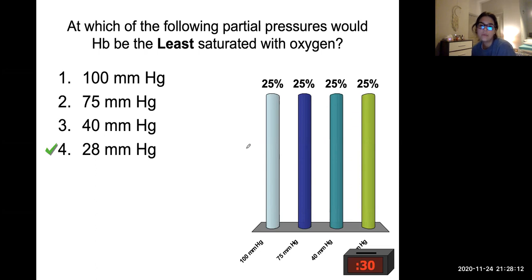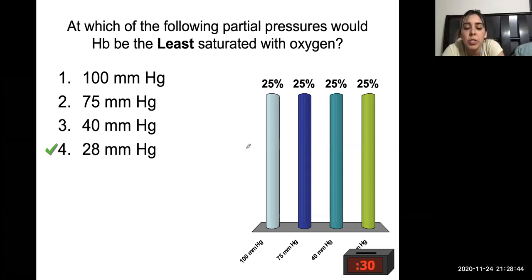Remember that oxygen bound to hemoglobin is completely dependent on the partial pressure of oxygen in arterial blood, your PaO2. So whatever your PaO2 is, it's going to directly affect oxygen's ability to bind to hemoglobin. The lower the PaO2, the fewer millimeters of mercury you have, that's going to directly affect the saturation of hemoglobin.